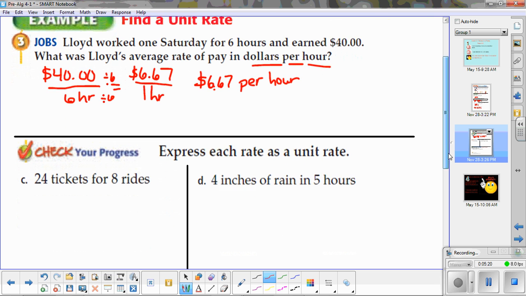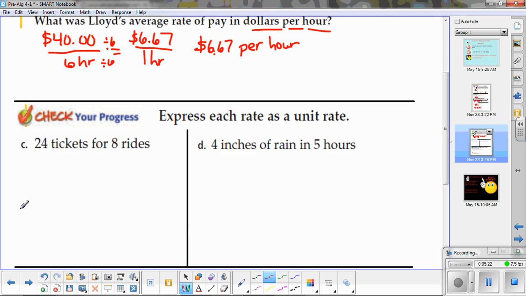You may want to pause the video and try the next two on your own. 24 tickets for 8 rides.